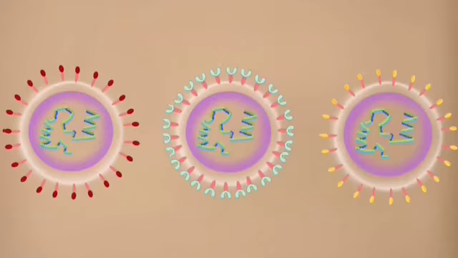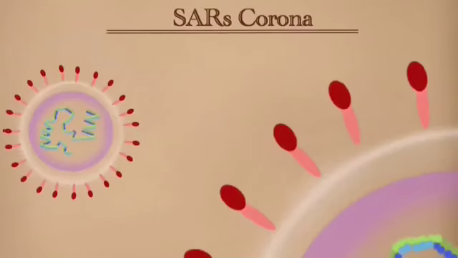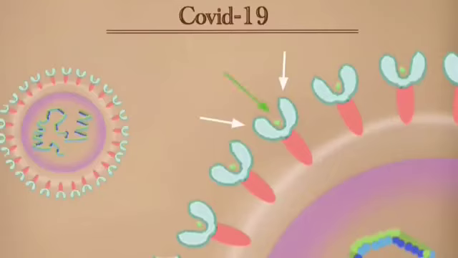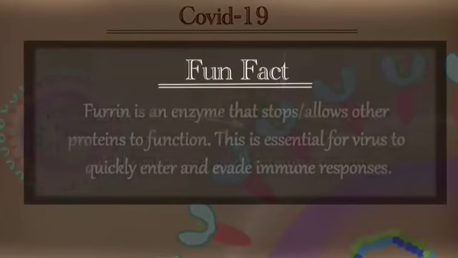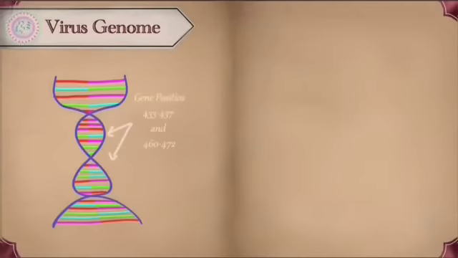Each coronavirus has a different type of spike in terms of shape, structure, and function. An example is the bat coronavirus and SARS, close cousins of COVID. In the bat spike, you see two cleaves. In the SARS, you will see one conjoined spike. As for COVID, you have two sections and a protease cleavage site containing a furin recognition site. Furin is an enzyme that stops or allows other proteins and amino acids to function during the mature or active stages. This is essential in order for the virus to quickly enter and evade immune responses. Keep this in mind for later.